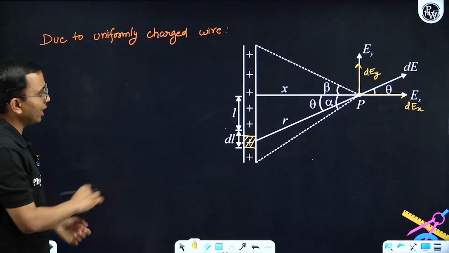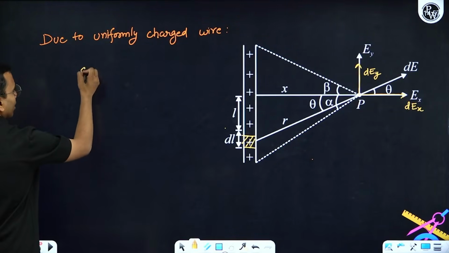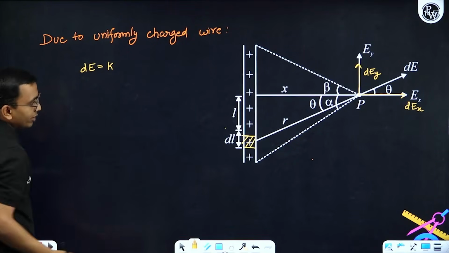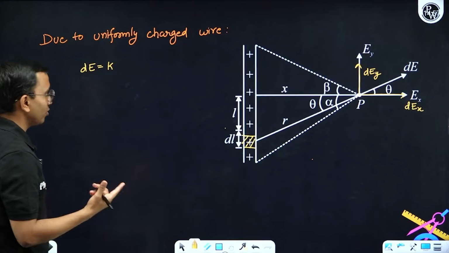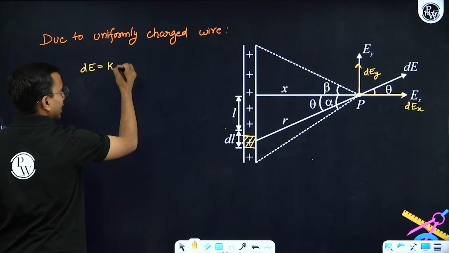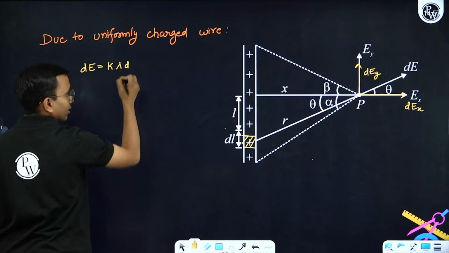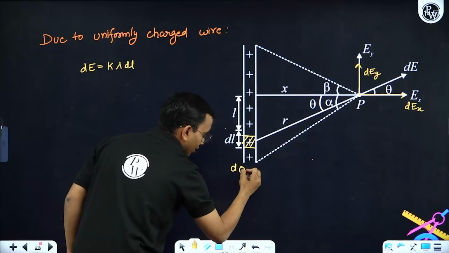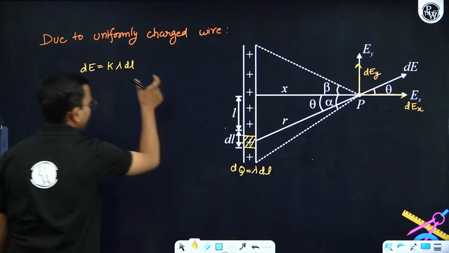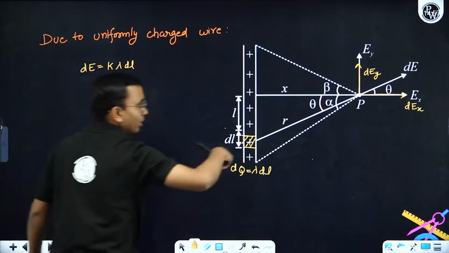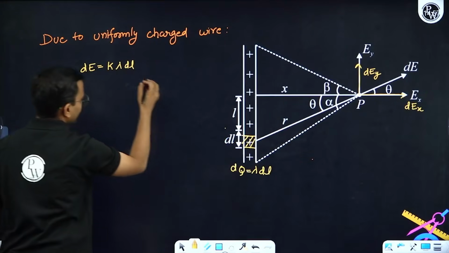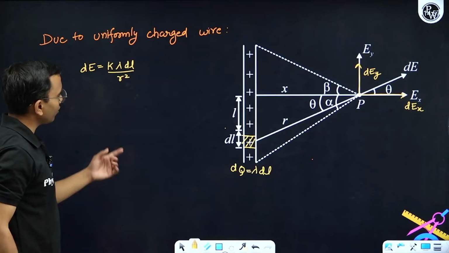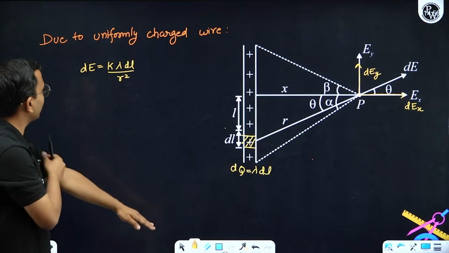Now first of all, let us write what is dE there. So dE is k into dq. What is dq? Charge per unit length is not given, we'll consider that as lambda. So dq is lambda into dl. So k into dq divided by r square, the distance. This is my dE.